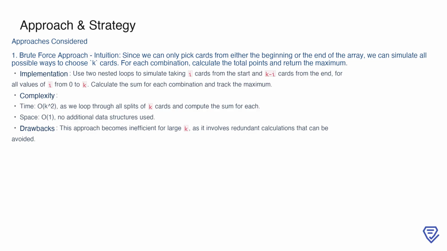While the space usage is efficient, requiring no additional data structures, the time complexity is O(k squared). This quadratic complexity arises because each split of k cards requires a new sum calculation, making the approach inefficient for larger values of k. Additionally, many of these calculations are redundant, which suggests there's room for optimization.